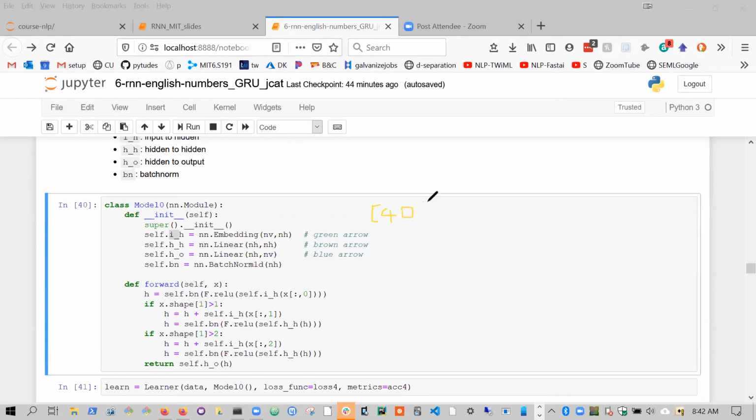So imagine a vector of length 40. The way we will represent it, it would be 1 by 40. And then we're going to multiply it by a matrix of dimension 40 by 64.